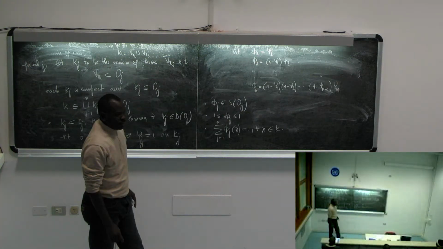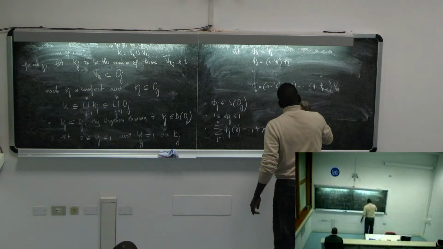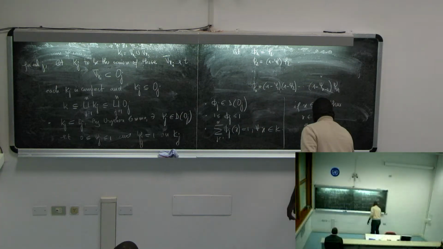Why? Because if you take an arbitrary x in K, we know that if x is a point in K, then x is in K1 or x is in the union for j equal 2 to n of Kj.